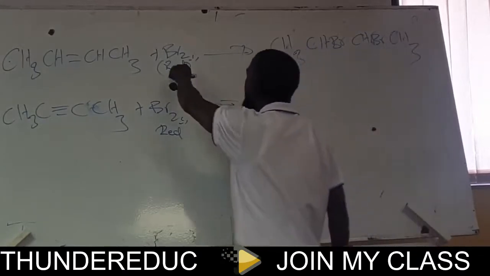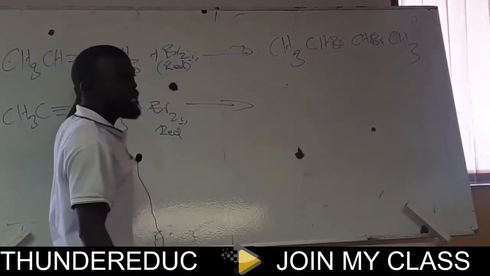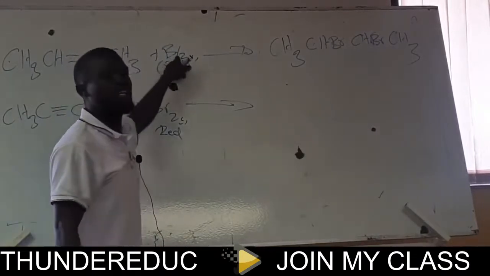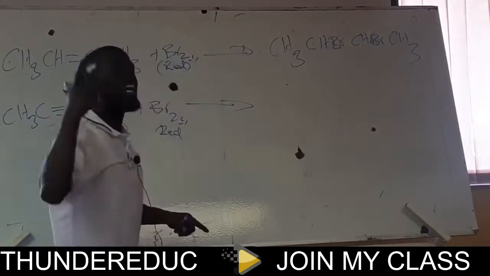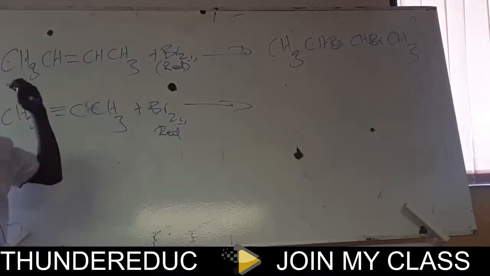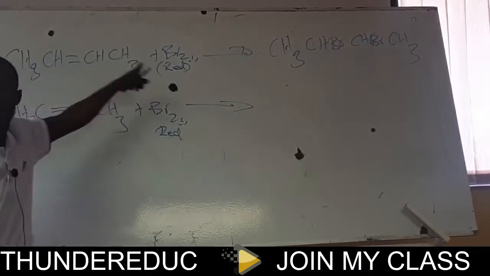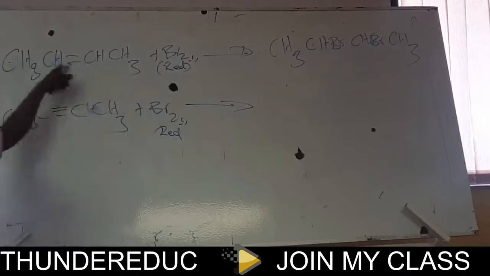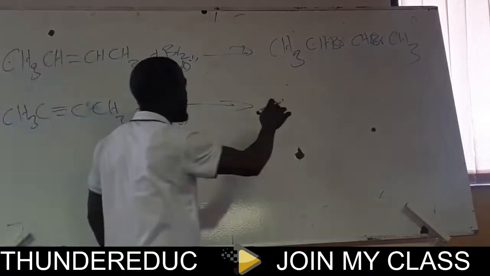So which kind of reaction is this? This is addition. I've added. What am I adding? It becomes halogenation, because bromine is a halogen, a group 7 element. Therefore, the reaction is halogenation. Is it clear? I'm adding a halogen in the reaction.